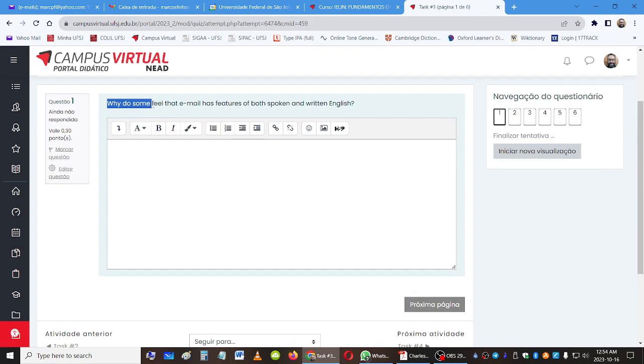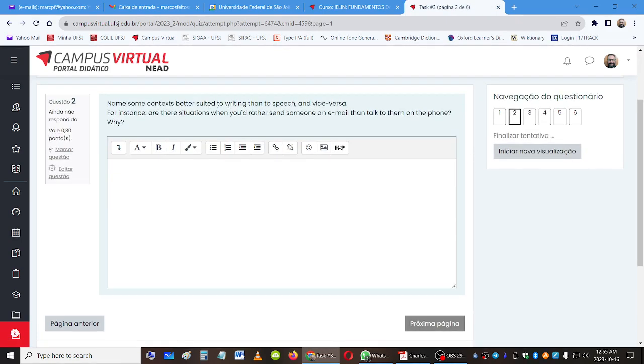Why do some people feel that email has features, characteristics of both spoken and written English? Remember, email is written. But if your email is not formal, if it is informal, maybe you will include things more similar to a short text message, for example. It depends on the kind of email. But if it is very informal and short and more immediate, maybe some spoken characteristics will be there.